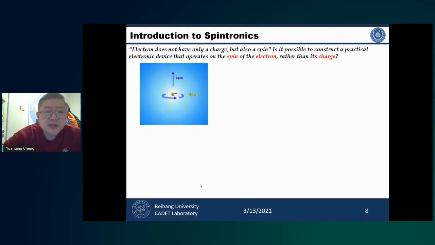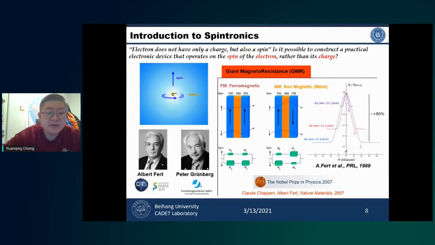Spintronics is the theoretical foundation for MRAM, or spintronic magnetic RAM. Spintronic theory was founded by Professor Albert Fert and Peter Grünberg, who won the Nobel Prize in Physics in 2007. They discovered the giant magnetoresistance phenomenon that laid the foundation of spintronics.